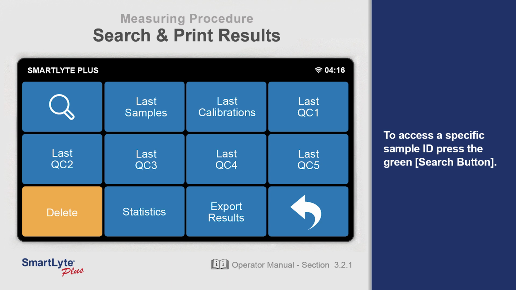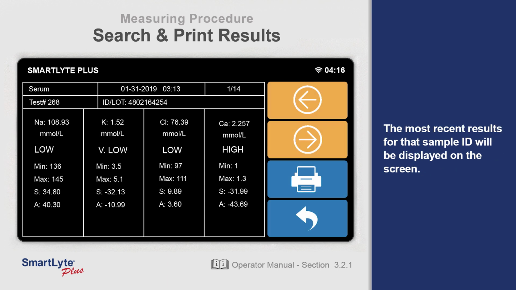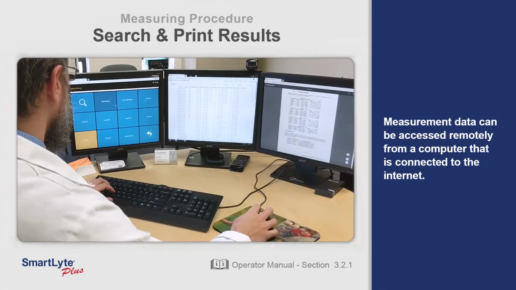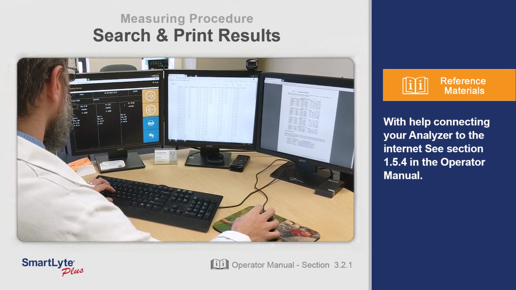To access a specific sample ID, press the Search button. Enter the sample ID in the search cell. Then press the green Search button again. The most recent result for that sample ID will be displayed on the screen. Measurement data can be downloaded remotely by accessing the analyzer from a computer through the Internet. See Section 8.1 in the operator manual.